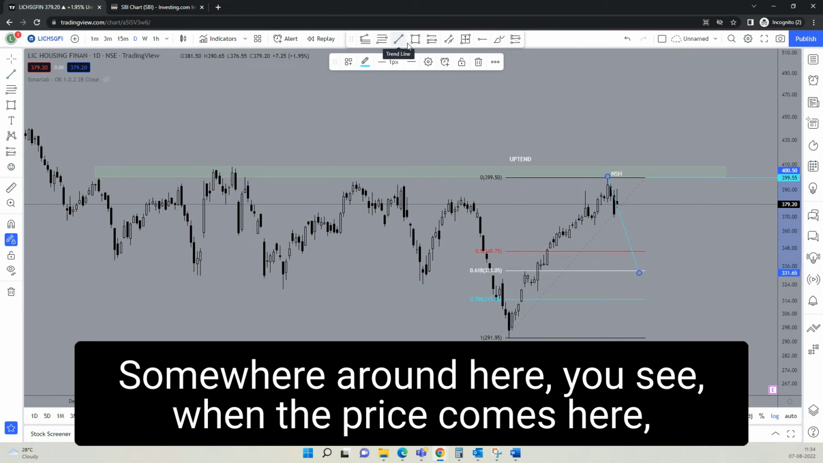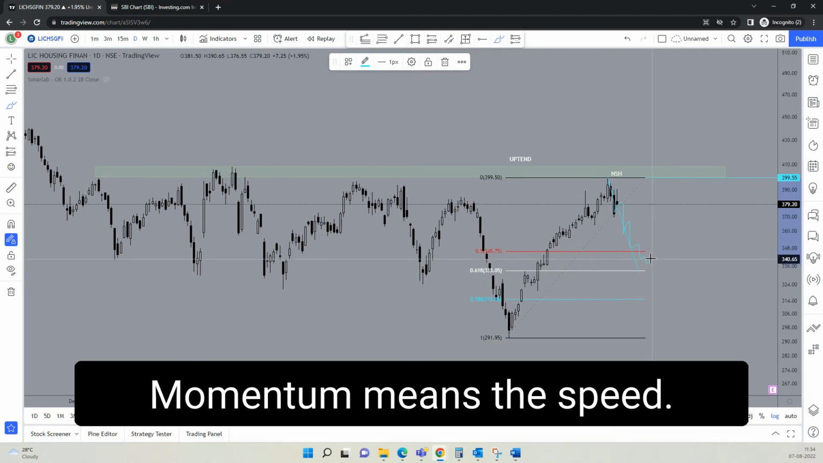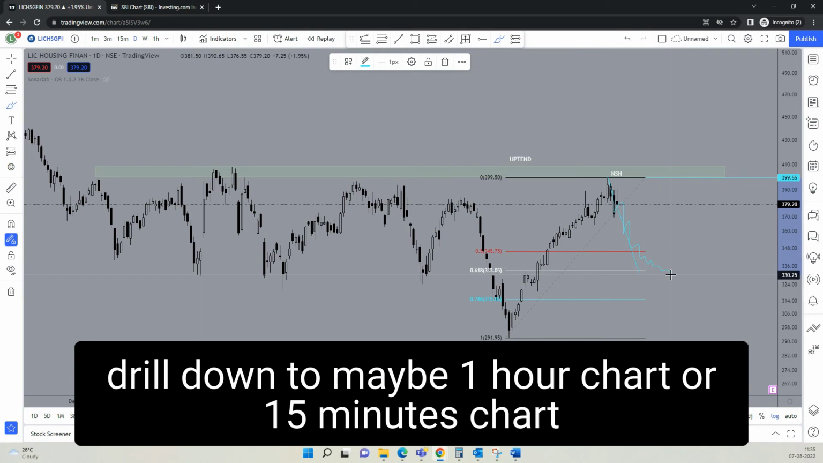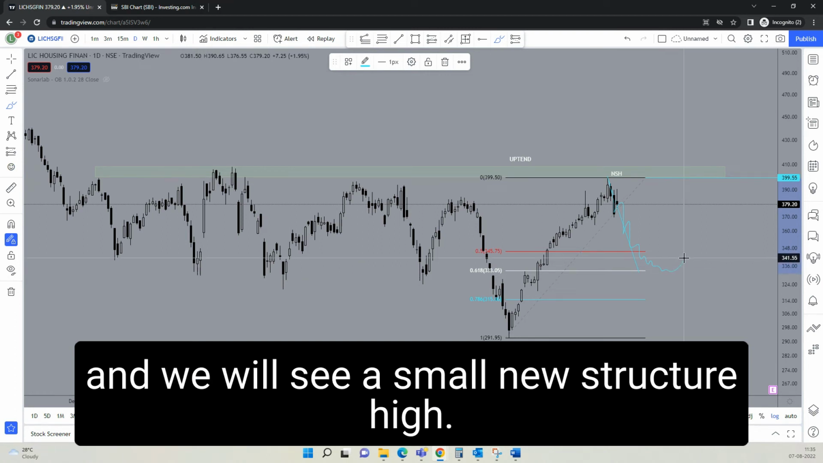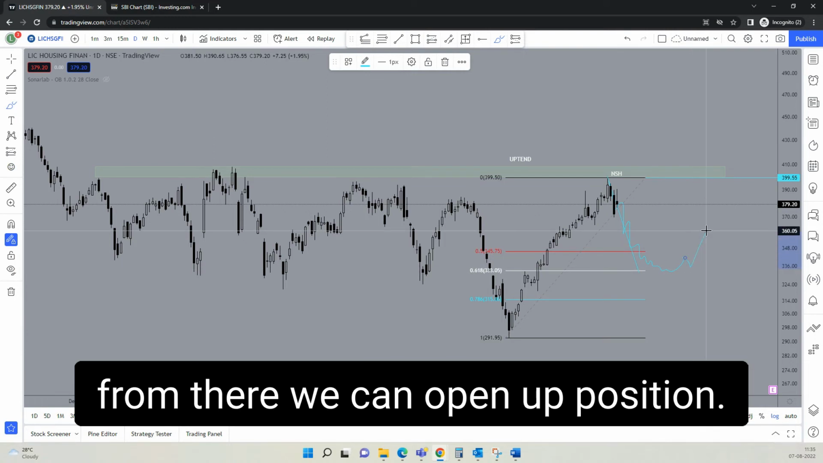when the price comes here, we need to figure out how the momentum is. Momentum means the speed. If the speed is slowing down like this, we will further drill down to maybe 1 hour chart or 15-minute chart, and we will see a small new structure high. Now our expectation will be a pullback, and from there we can open a position.